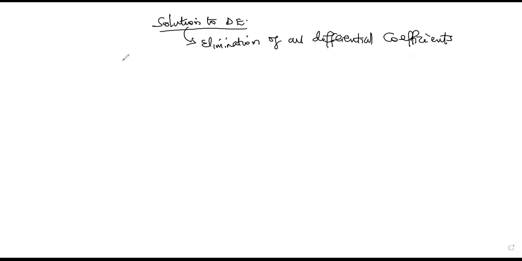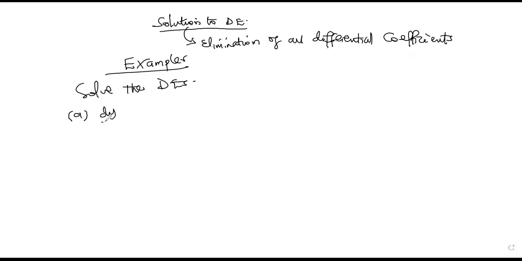For example, let's have some very fast examples. Solve the differential equations: A, dy/dx - 5 = 0, and B, dy/dx + 10 = 0.